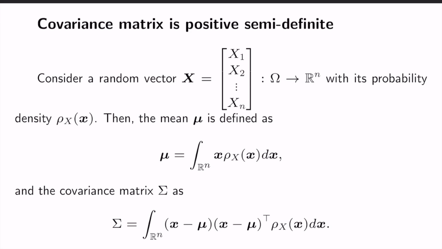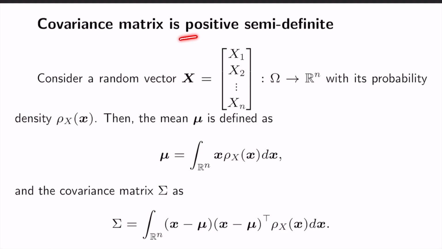And the covariance matrix or variance covariance matrix sigma is given by this. So x minus the mean and x minus the mean transpose. So it's a column vector, row vector. So this becomes an n by n matrix times the density function and integrating over the entire space.